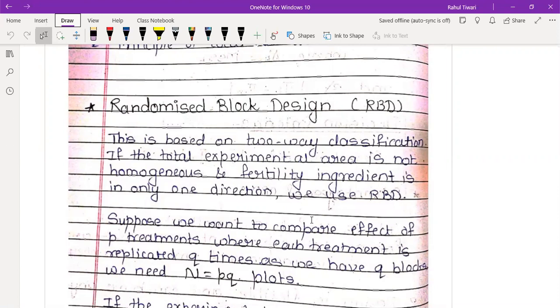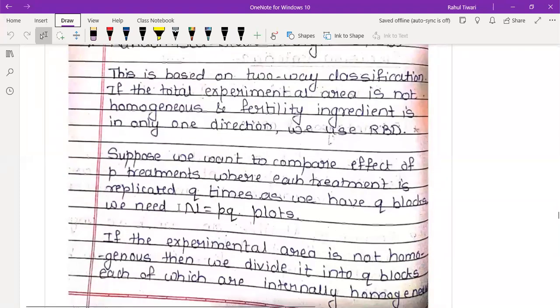Okay, so the total experimental area is not homogeneous and the fertility gradient is only in one direction. So one can use this RBD. Instead of using one-way ANOVA, one can use two-way classification, two-way ANOVA. Suppose we want to compare the effect of P treatments where each treatment is replicated Q times, as we have Q blocks. So we need N equal to PQ plots.